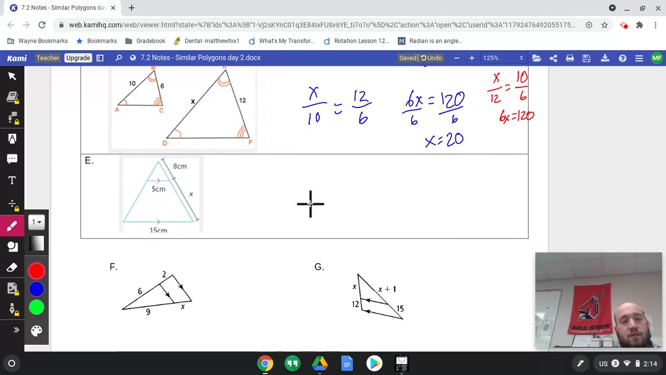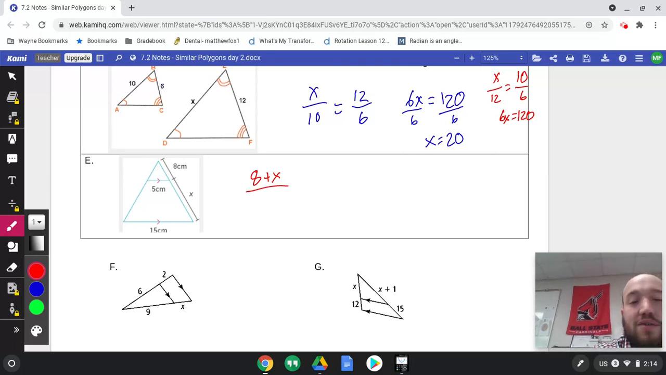All right, a couple more. So this next one here, E, it's asking us once again, here's the whole triangle, the big one, the small one. Now, this time it's a little bit more difficult, okay? If we think about this big triangle, this side, we can't just deal with the x part. We need to deal with the whole triangle. So that side would be 8 plus x.